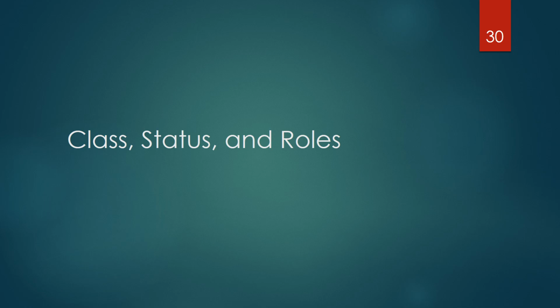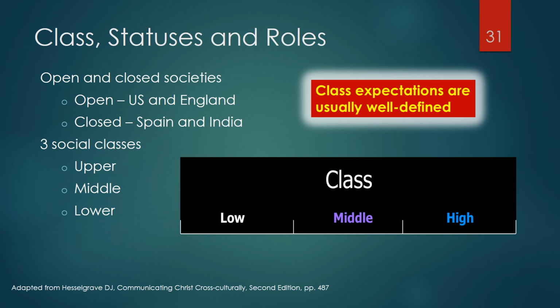Let's consider societal connection concepts associated with class, status, and roles as they relate to community engagement. All societies have elements of class, status, and roles. Class is defined as a continuum between open and closed. Open societies allow relative ease of communicating and moving between classes versus closed societies.